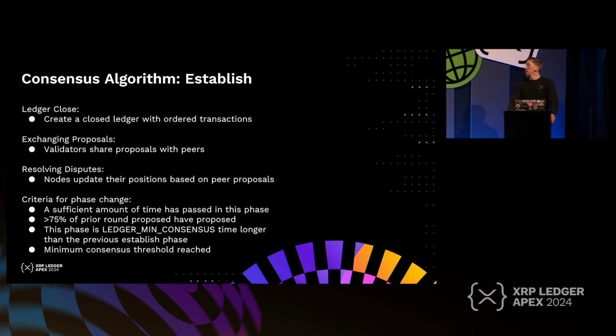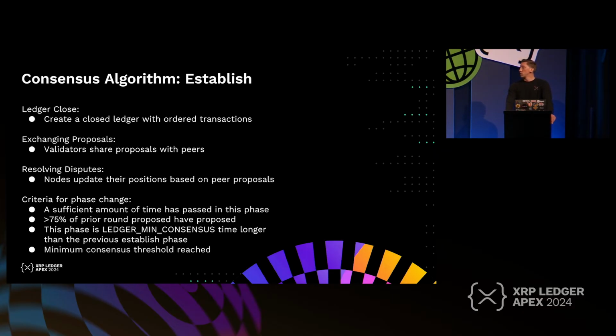So next we have the establish phase. In this phase, upon entering this phase, our node will essentially create our closed ledger, apply the transactions that we had in our open ledger in a deterministic way so that every server, should they all have the same transactions, should apply them to this set in the same order.